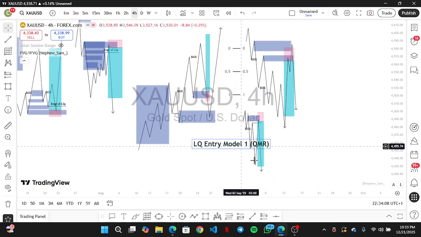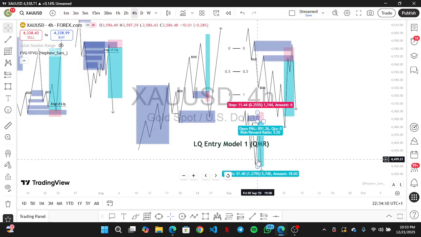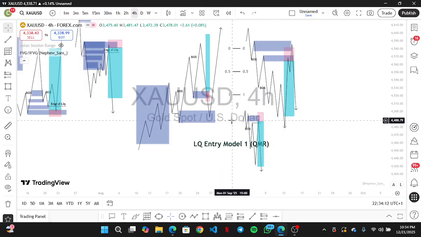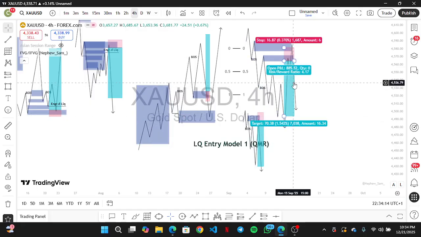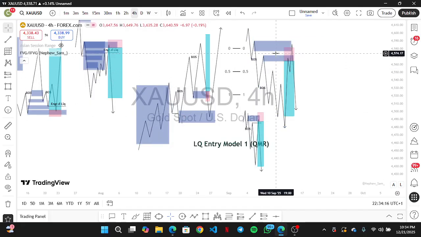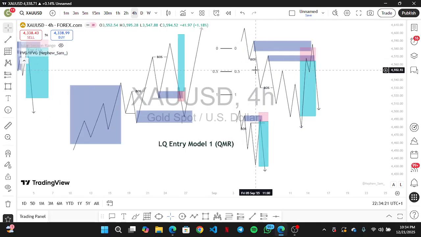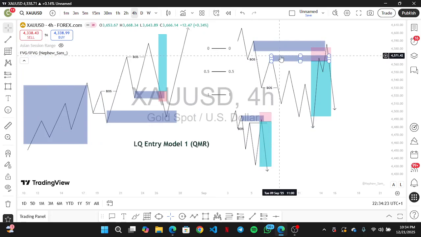model, the QMR entry model, and so on and so forth. So QMR entry models, and I told you guys here, you can basically sell. This is not a QMR. This is a QMR. You get, this is not a QMR. You can sell and buy from any zone.